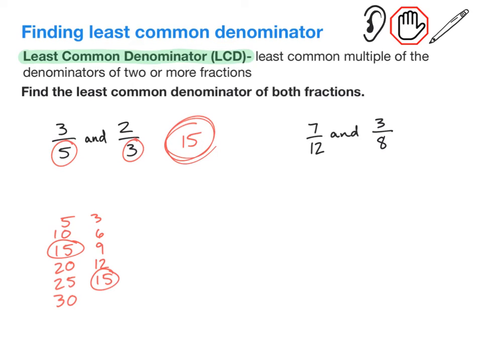Now let's find the least common denominator of 7/12 and 3/8. So I'm looking at the denominators of 12 and 8. So first I'll list the multiples of 12. So 12, 24, 36, 48, 60, and I'll stop there. And because I know that 8 goes into 48 and 8 goes into 24, now let me list the multiples of 8. 8, 16, 24. So the least common multiple between 12 and 8 is 24. So the least common denominator is 24.